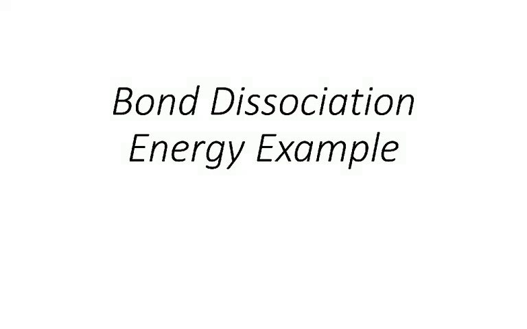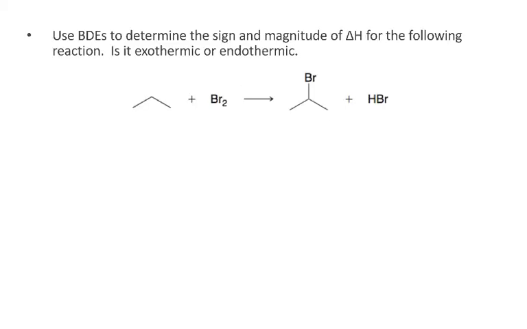Okay, this is just a quick example of using bond dissociation energies to calculate reaction enthalpies. So this is the reaction that we've been given, and we want to determine the sign and magnitude of delta H for the following reaction, and then determine whether it's exothermic or endothermic based on that data.